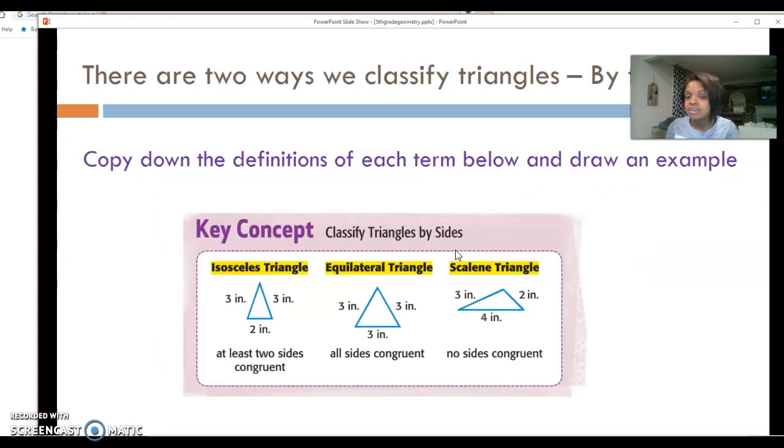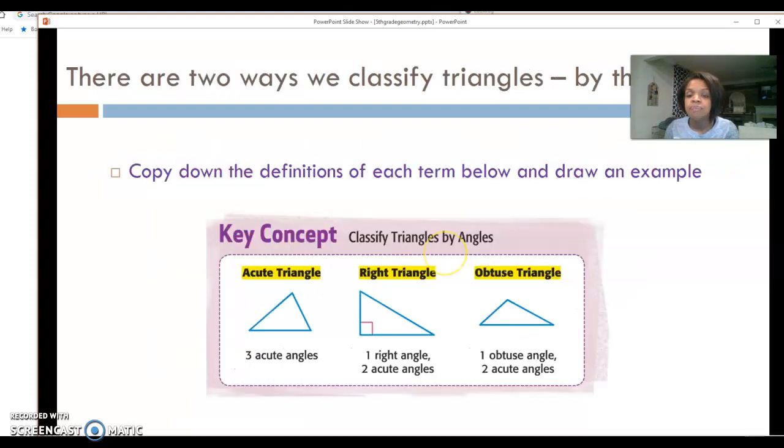No equal sides, no equal measures. All right, so if you want some examples, you can pause me and write this down in your book. If you already have the book, you can cut it out and glue that in your math journal, okay?